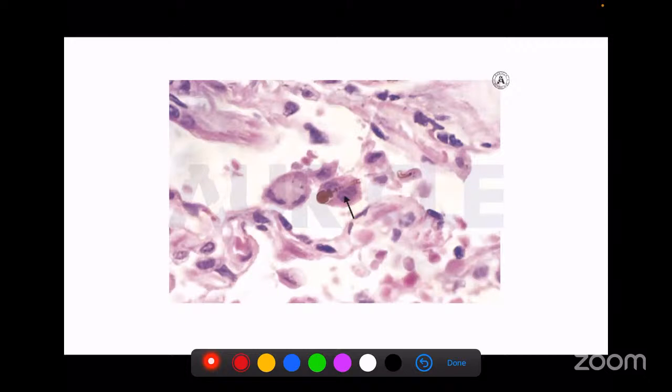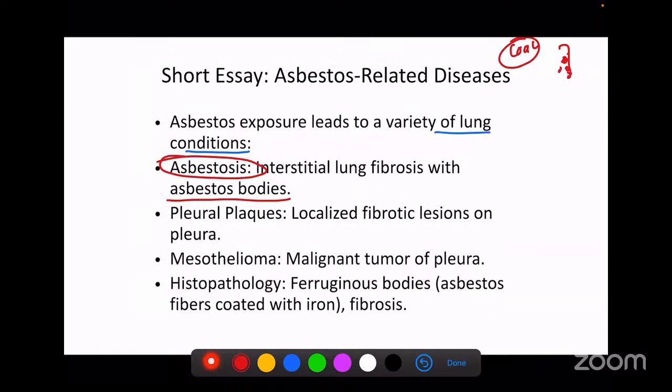So these are asbestos bodies. You can see linear brownish colored materials over here with a slightly beaded appearance. So these are asbestos bodies. Okay, just have a look. You can get an image also of this. So this is the asbestos body. And apart from this, pleural plaques. So you might have pleural plaques also in asbestos related injury.